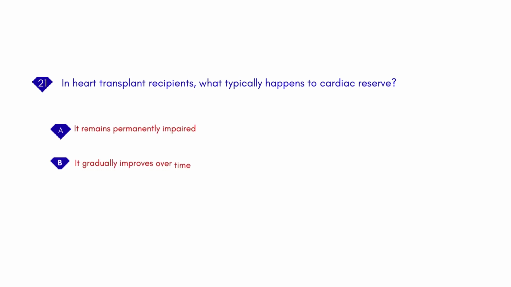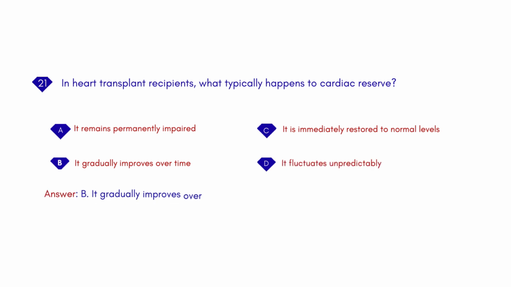In heart transplant recipients, what typically happens to cardiac reserve? A. It remains permanently impaired. B. It gradually improves over time. C. It is immediately restored to normal levels. D. It fluctuates unpredictably. Answer: B. It gradually improves over time.